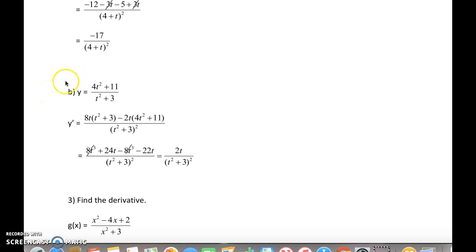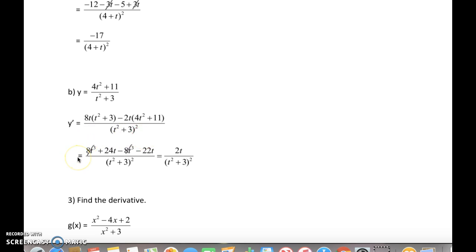All right, the last problem: y is equal to 4t squared plus 11 divided by t squared plus 3. Again, we're going to take the derivative of the top, which is 8t, times the bottom, minus the derivative of the bottom, which is 2t, times the top, f of x, over the denominator squared.